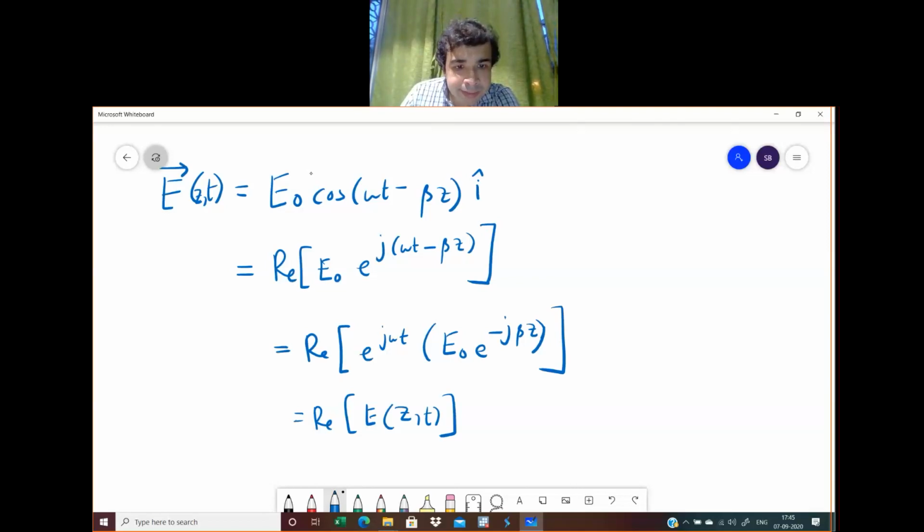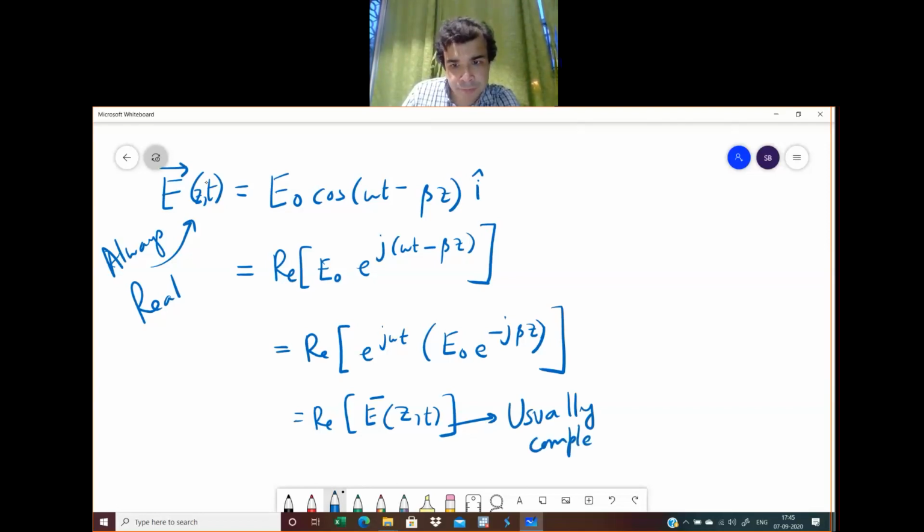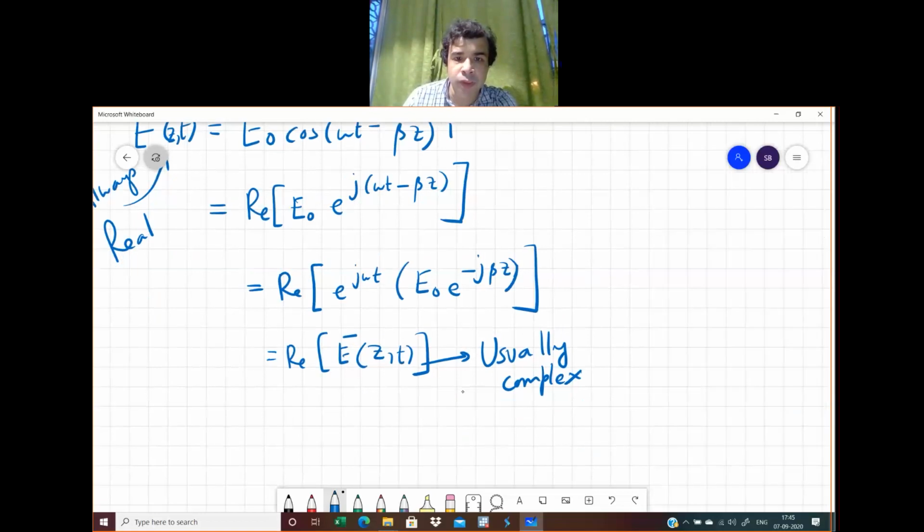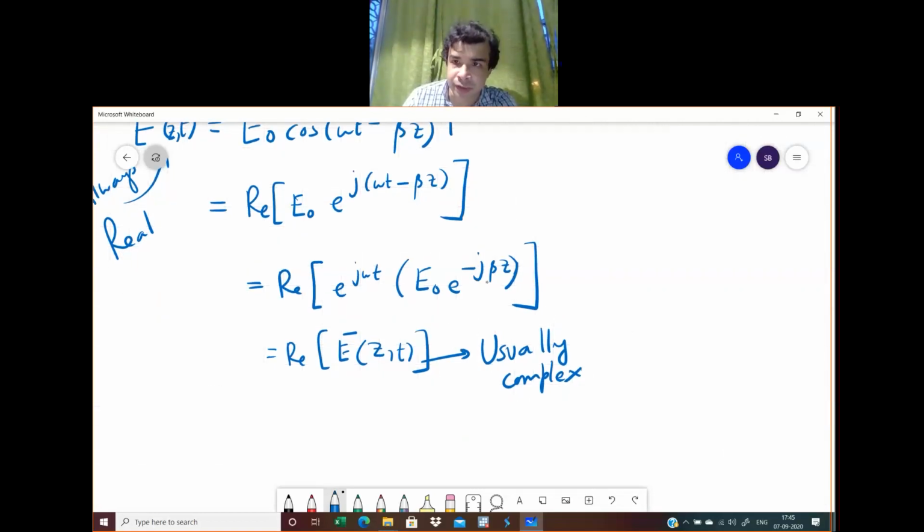Note that this E and this E are not the same. This is always real, and this is usually complex, because it has quantities like e to the power of j omega t and e to the power of minus j beta z. So it is usually complex. A real number and a complex number cannot be equal. So this E(z,t), this vector, and this phasor, please don't get confused between the two. Okay, they are not the same.